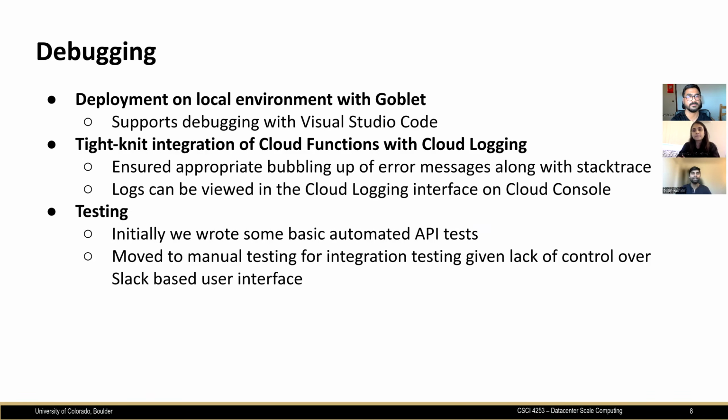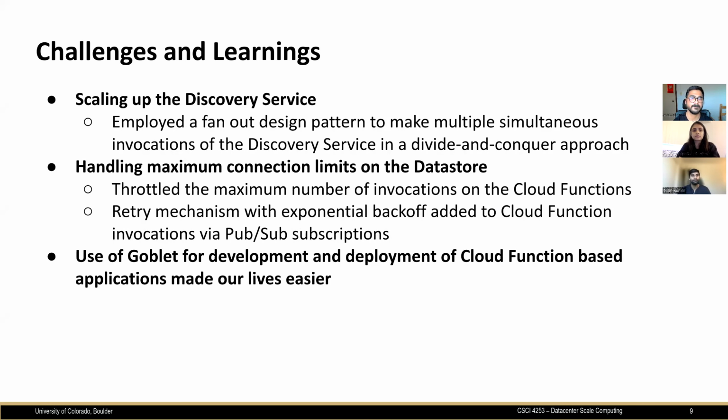For the development and the deployment, we used Goblet, which is a framework for writing serverless APIs for GCP using Python. It provides support for local deployment, which allowed us to debug using VS Code. We appropriately bubbled up the errors along with error messages and stack trace such that they can be viewed through Google Cloud logging interface. It ensured efficient debugging during the development as well as post-deployment. We also automated component testing locally and then used manual testing for the integration due to lack of control over Slack-based UI.